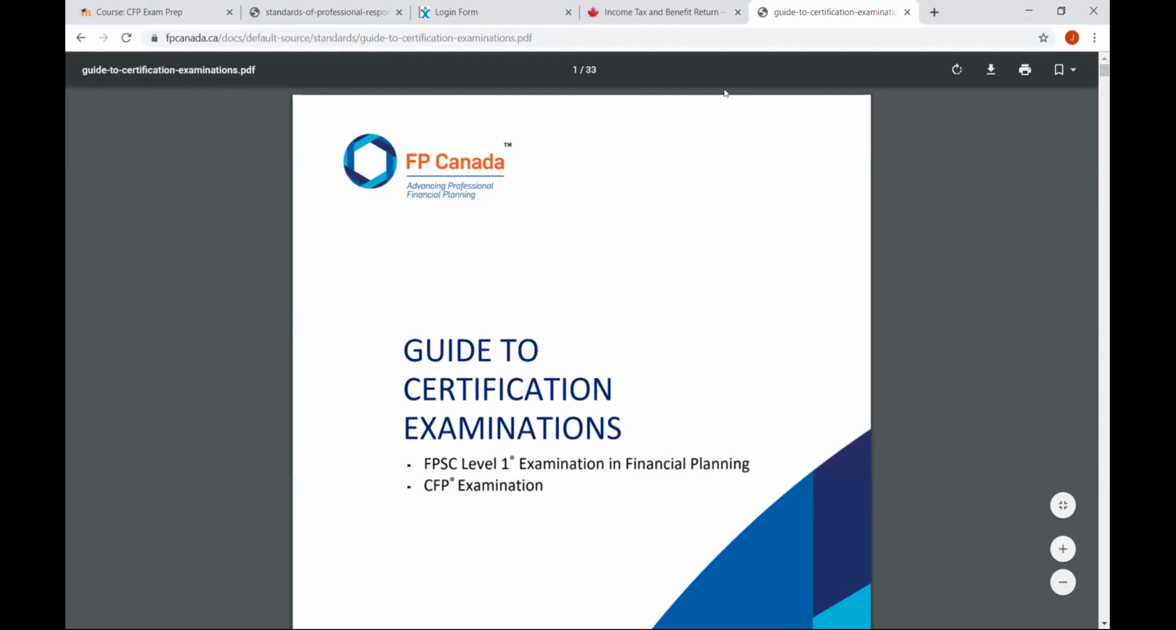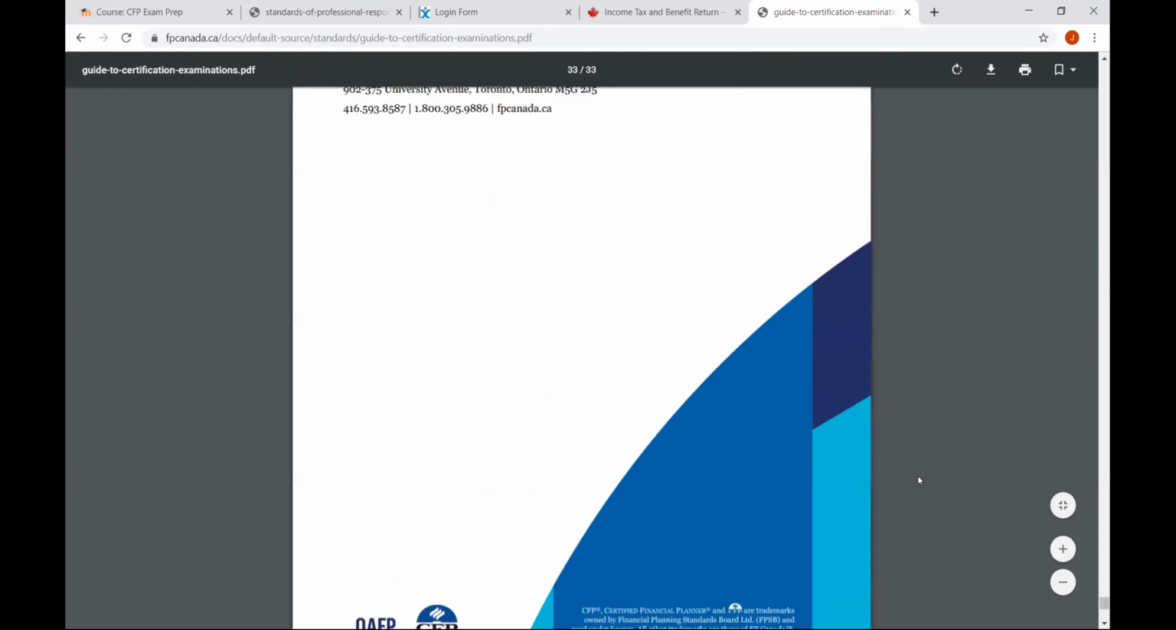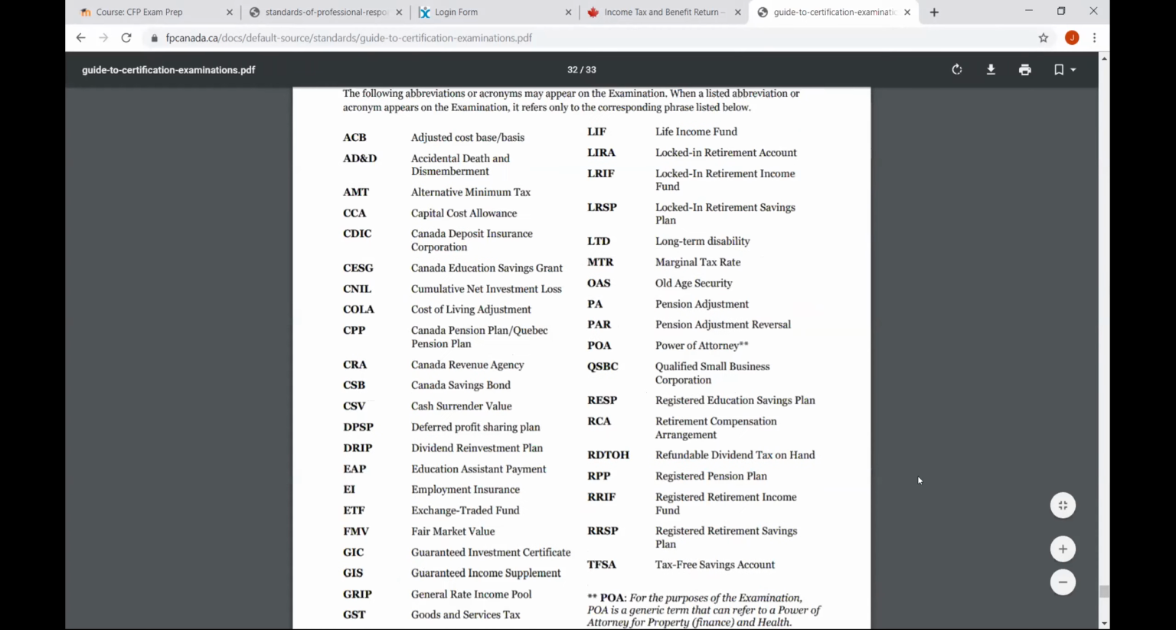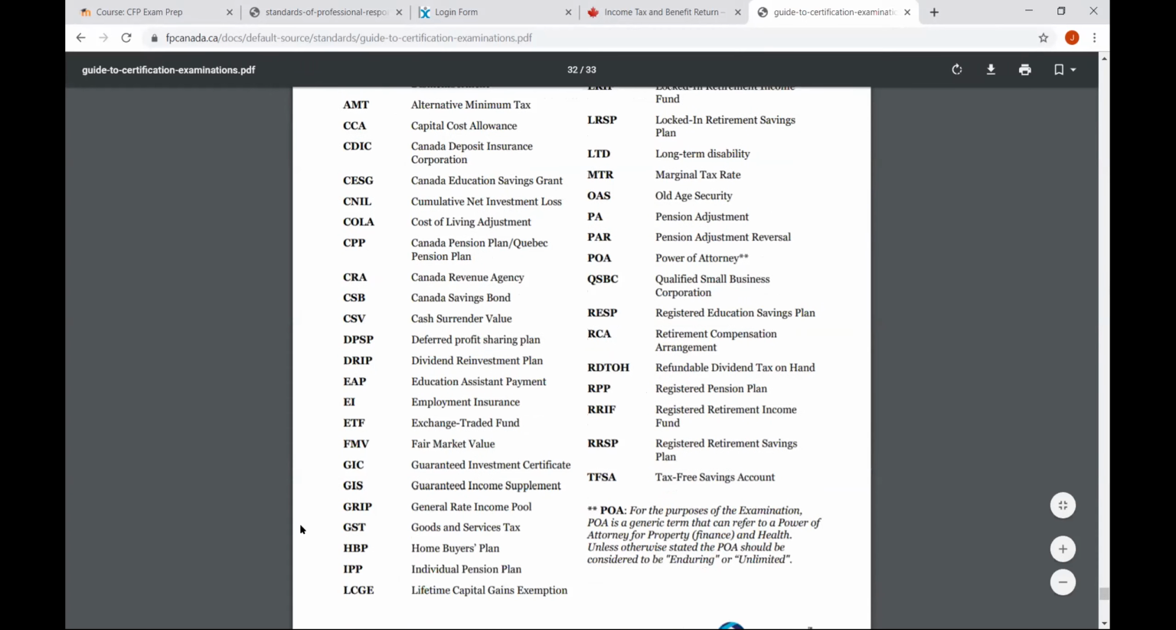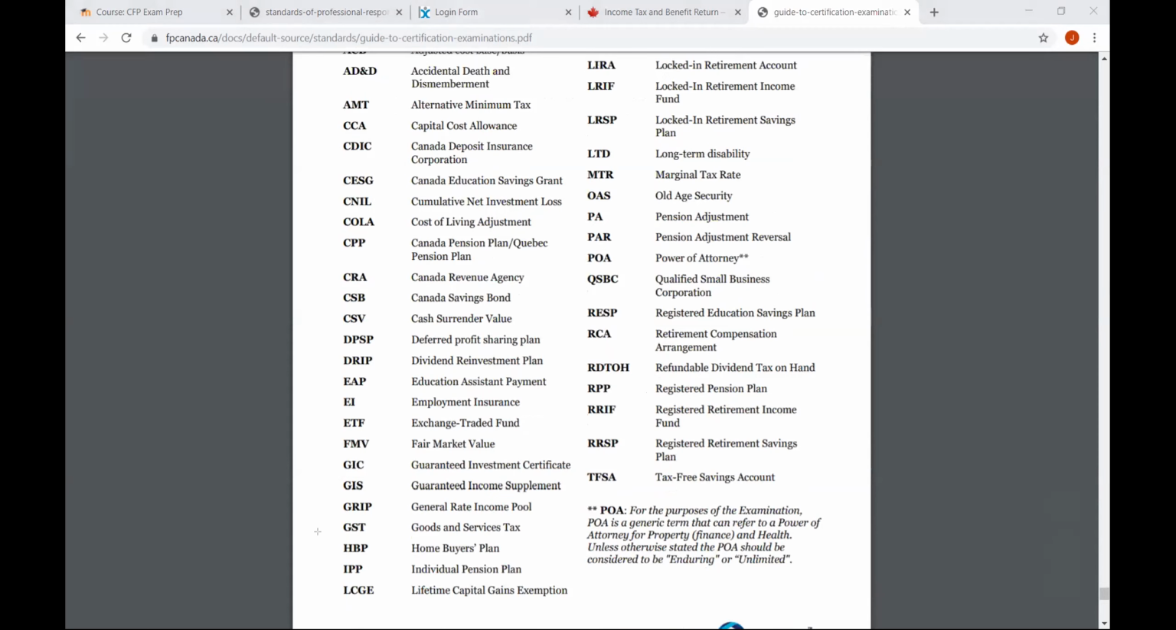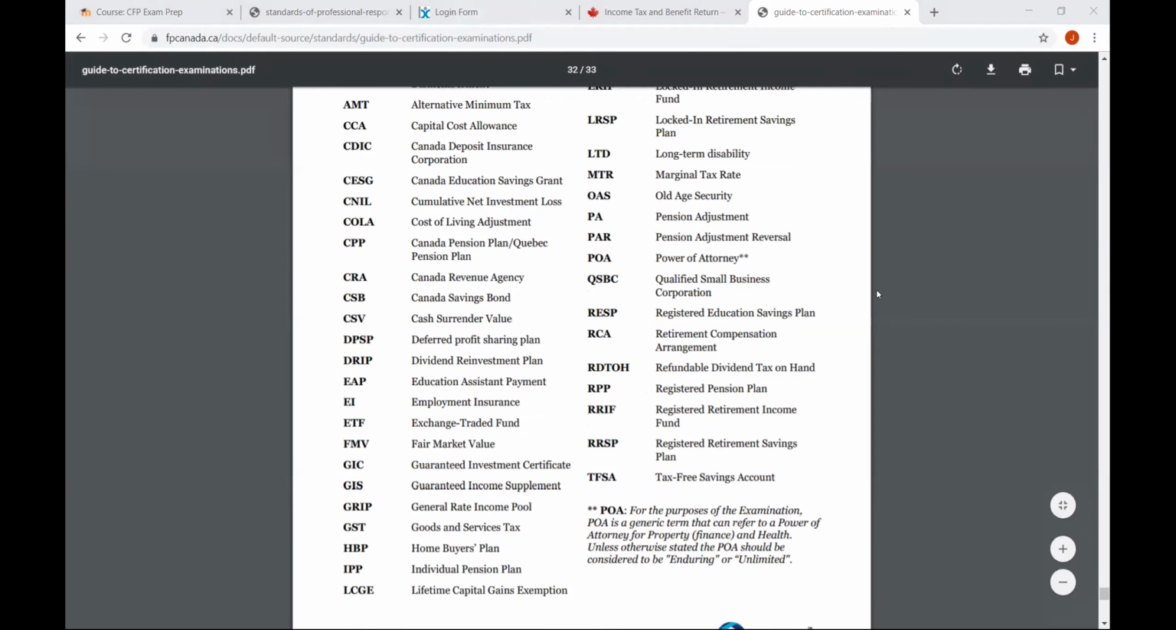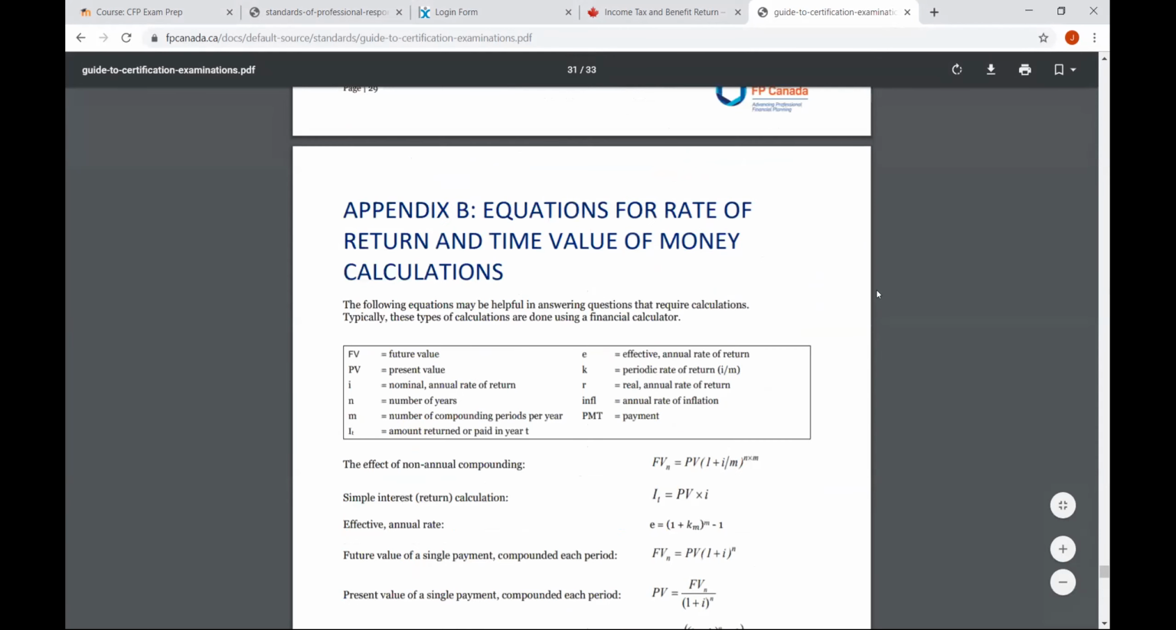The guide to examinations here. I'll just show you a couple things in the guide to examinations. We looked at this document last time, but right at the tail end, there is your list of commonly accepted acronyms, and home buyer's plan is on the list. You could definitely use home buyer's plan. That is not a problem. Remember, you'll have this, and you'll have this useless formula sheet as well.